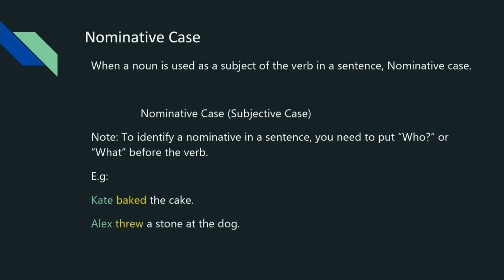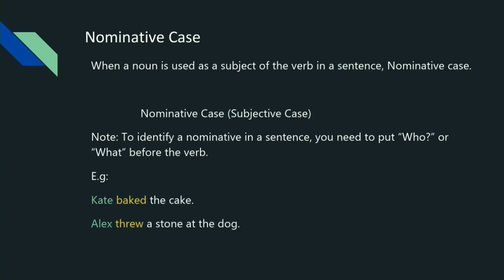The first one is nominative case. So talking about nominative case, we can say that when a noun is used as a subject of the verb in a sentence, it is called a nominative case. So we can say that a noun which is used as a subject is said to be in a nominative case. So nominative case is actually a subjective case. Well, there is an important point to note, which is to identify a nominative noun in a sentence, you need to put who or what before the verb.